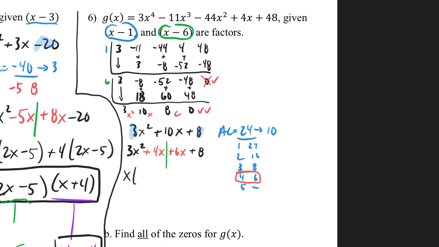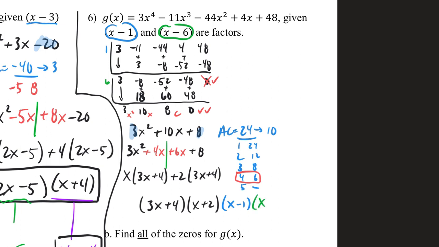X times 3x, x times 4. And then 6 and 8 both have a 2. Make sure you're at plus 2. That's 3x plus 4. And so we end up with 3x plus 4 coming together, and the x plus 2 coming together. Don't forget our original factors of x minus 1 and x minus 6. And we call this one g of x. So there is g of x in its factored form.